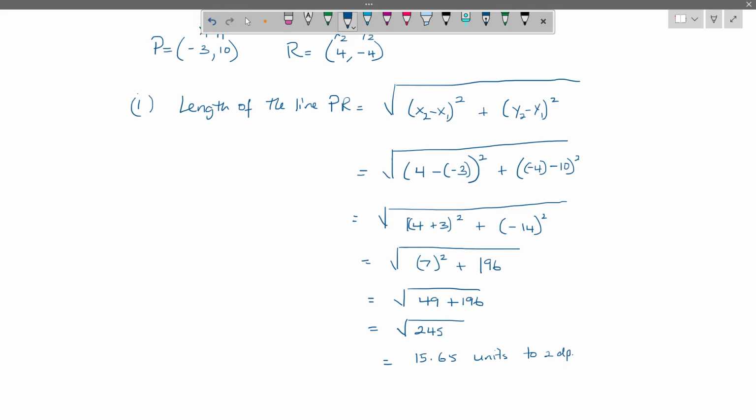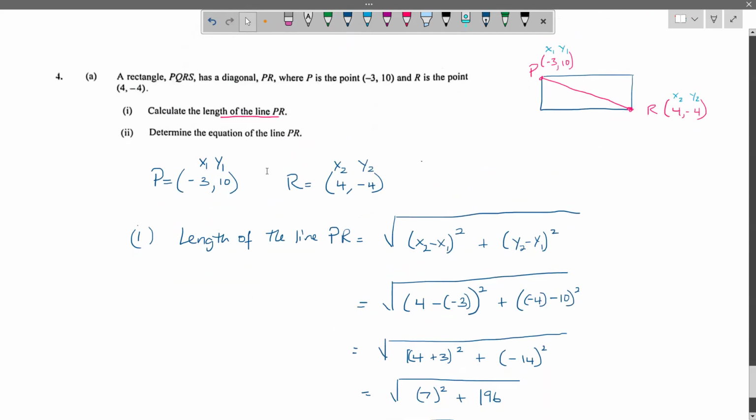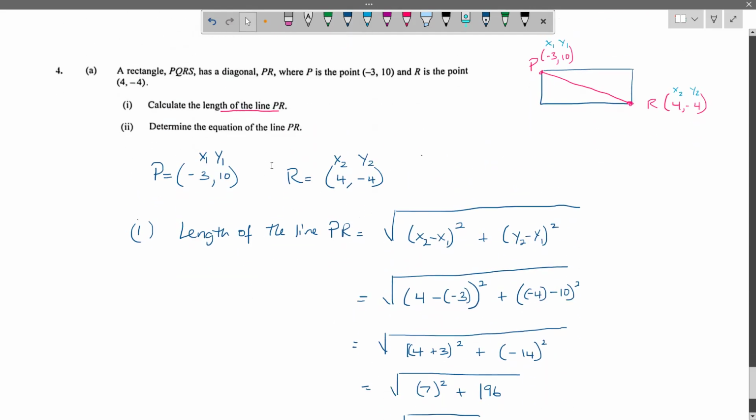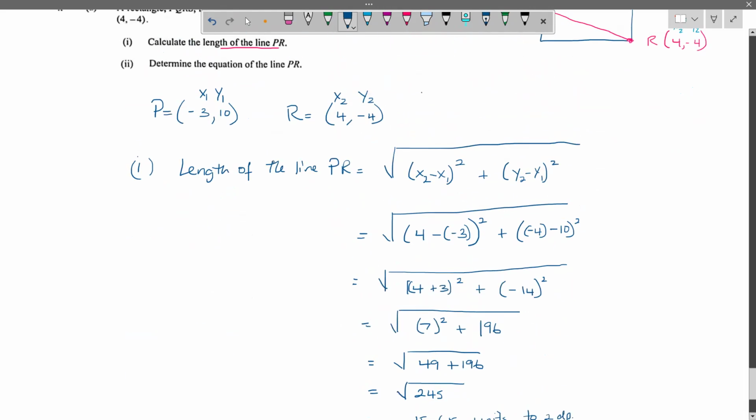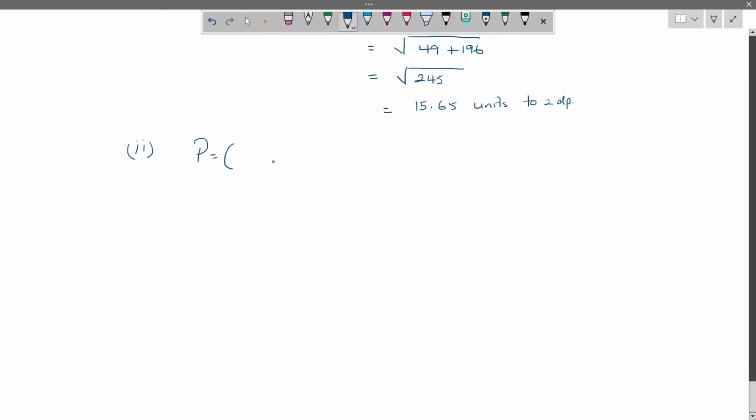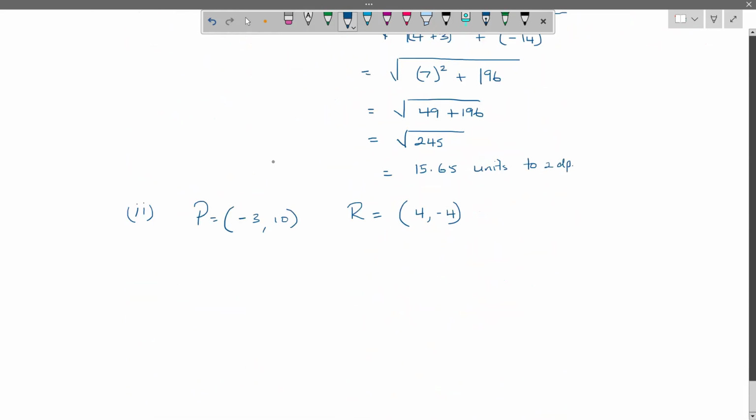Right, everybody okay with this first part? Yeah? Second part, determine the equation of the line PR. So to find the equation of the line, let us start again by writing back our coordinates, right? (-3, 10), (4, -4). Label x1, y1, x2, y2.